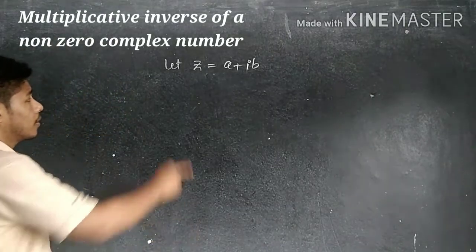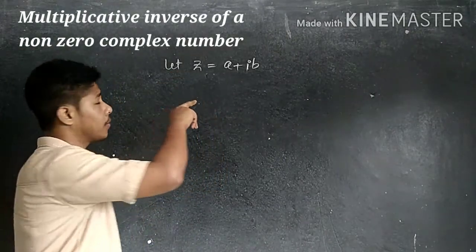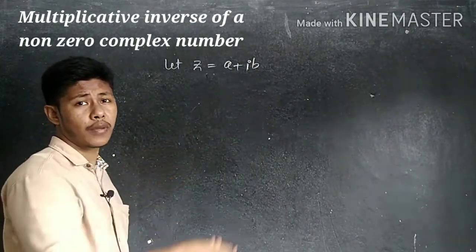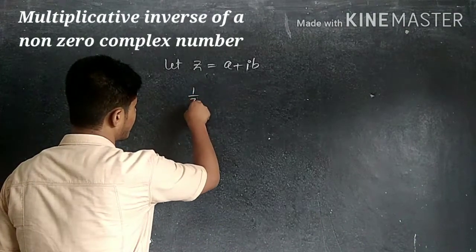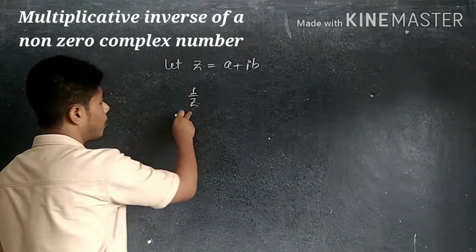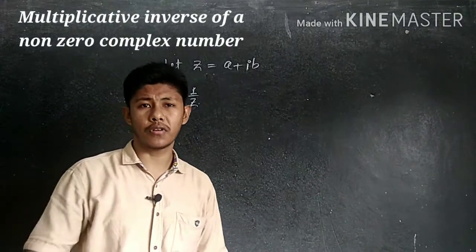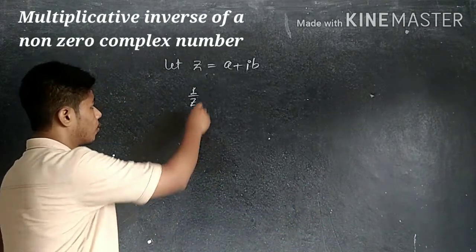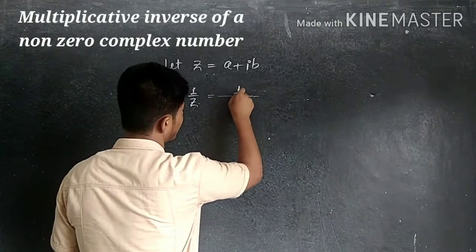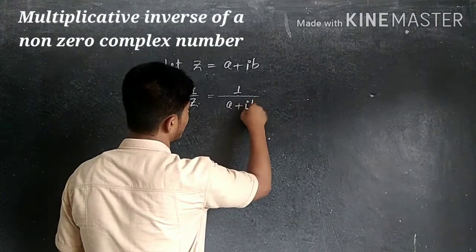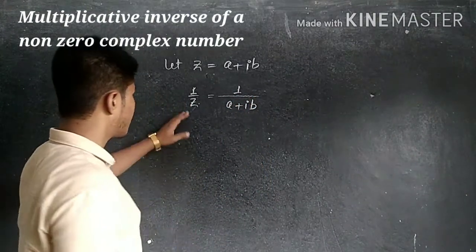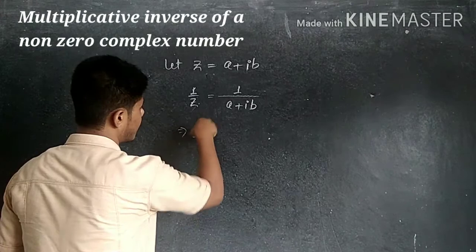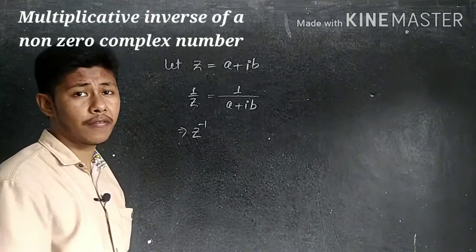If anyone asks you to find the multiplicative inverse, obviously we know what you have to write: 1 by z, or z inverse. For this z, 1 by z is the multiplicative inverse. All of you know this one. In multiplicative identity and multiplicative inverse we already discussed this. So 1 by z means we have to write 1 by a plus ib. So how can you find this multiplicative inverse? This 1 by z is also represented by z inverse, which is known as the multiplicative inverse.